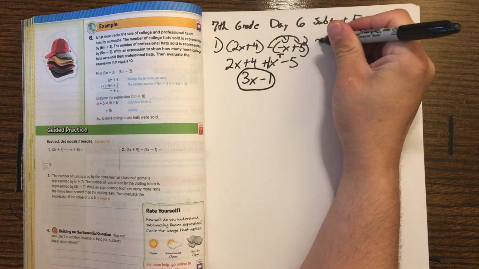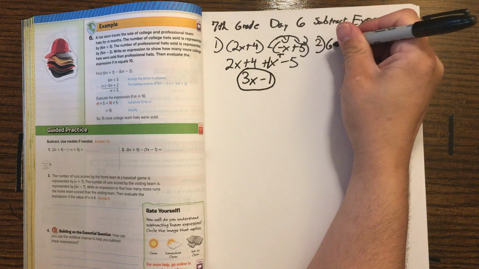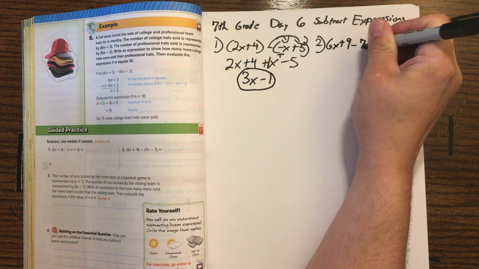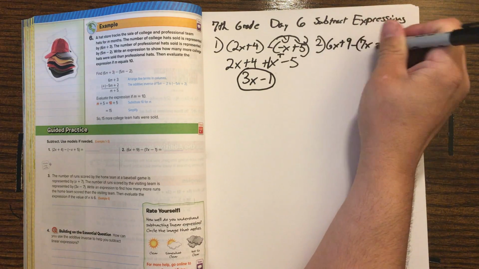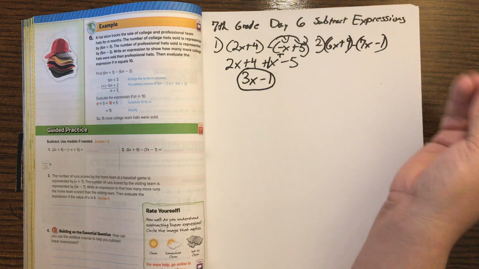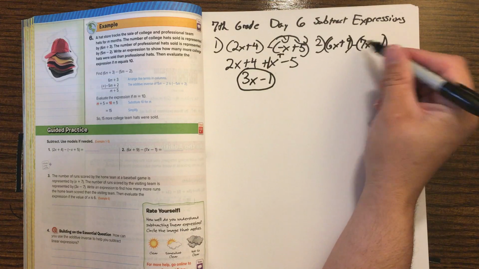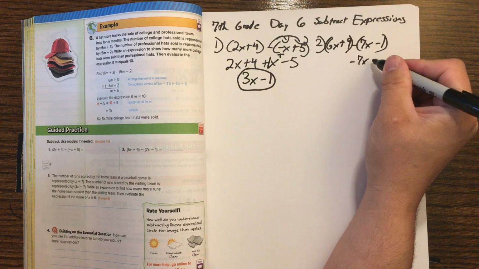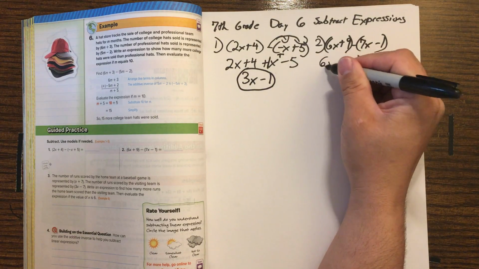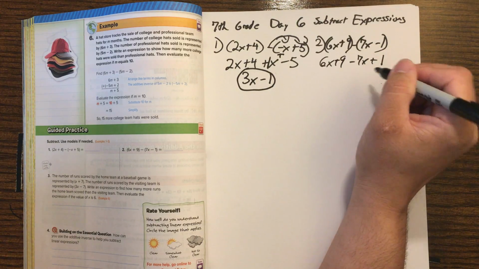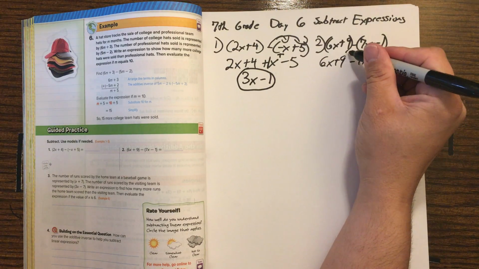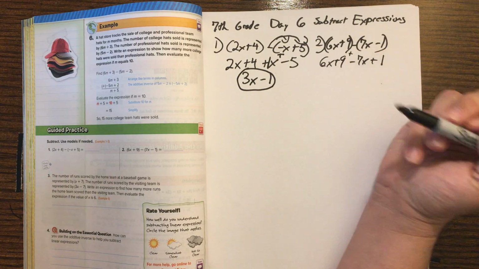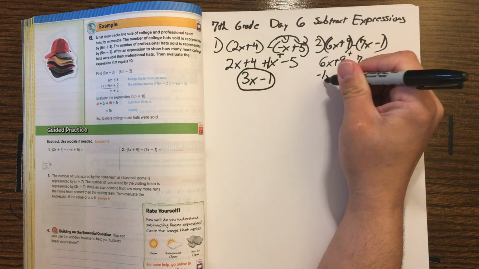Okay. Number 2, I have 6x plus 9 minus 7x minus 1. That's in parentheses. That's also in parentheses. So I'm going to distribute this negative to both of these things. So negative times 7, negative 7x. Negative times negative 1 is going to give me positive 1. So I have 6x plus 9 minus 7x plus 1. So I have 6x minus 7x, or 6x plus negative 7x. Either way, it's the same operation. That's saying you have $6, you spend $7. So that is negative 1x.